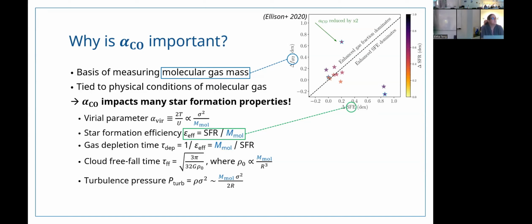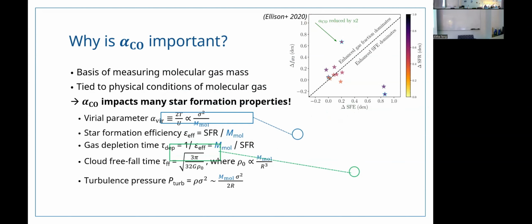But the problem is these data points were assumed to have a Milky Way constant alpha CO. And you can see from this arrow that even just a factor of 2 decrease in alpha CO value can bring all these data points to this lower right portion of the plot. And this will give a completely different conclusion, that star formation efficiency is totally dominating over the molecular gas effect.